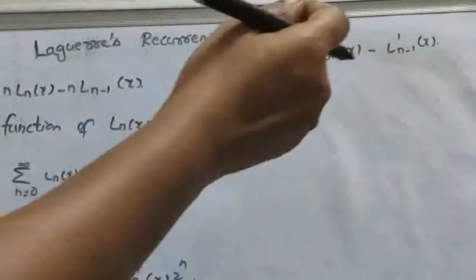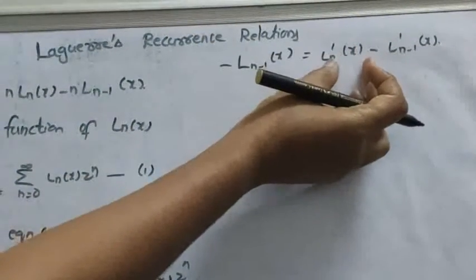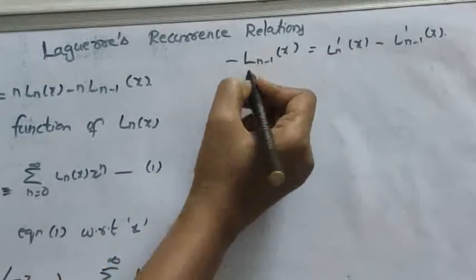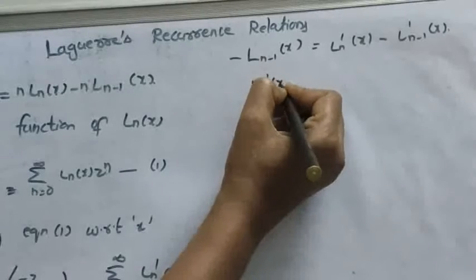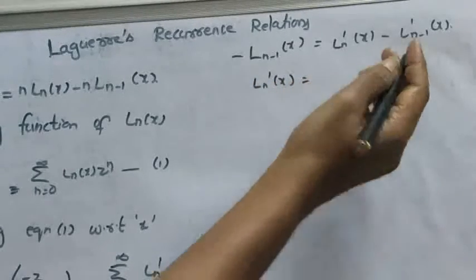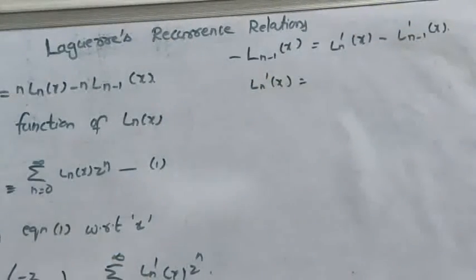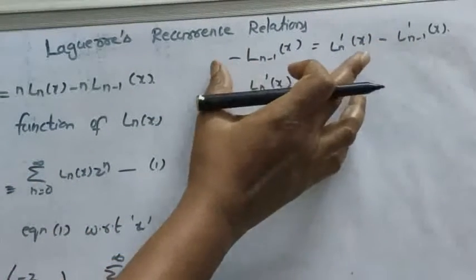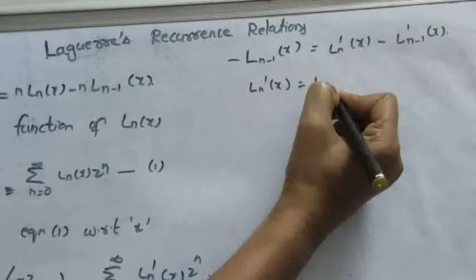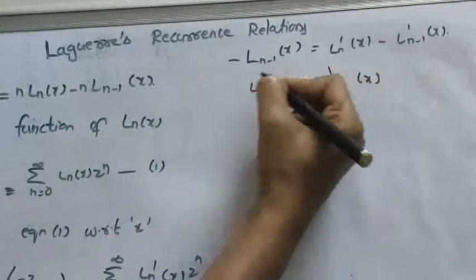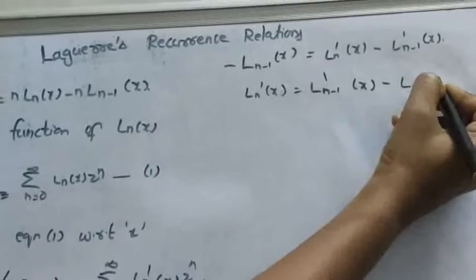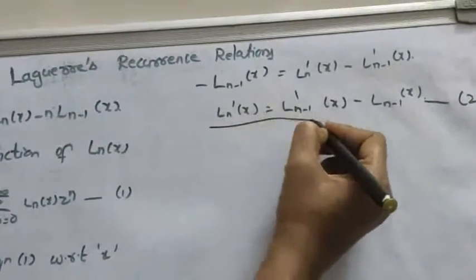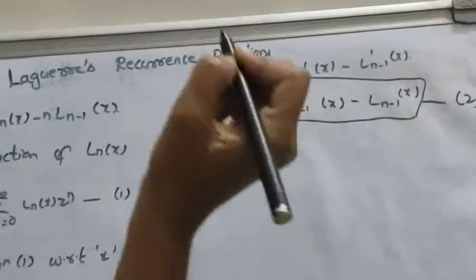Now from this expression or equation, we are going to find the Ln dash of x value. If you want to find Ln dash of x value, what we have to do is send this term to this side. As it is a minus term, if you bring it to the LHS side it becomes a plus term. So Ln minus 1 dash of x minus Ln minus 1 of x. Consider this as equation number 2.